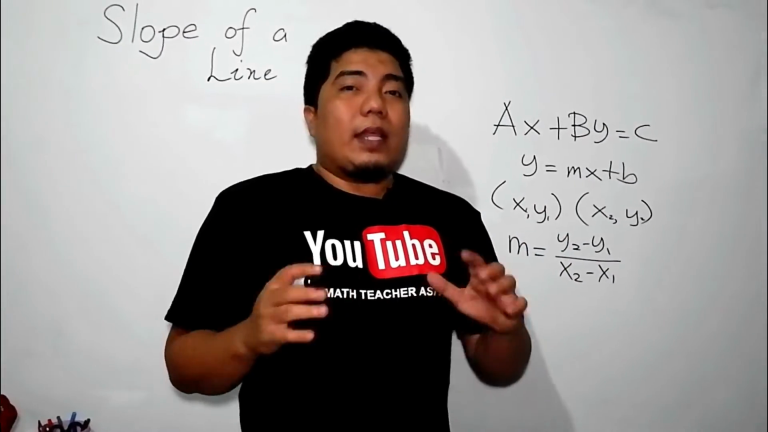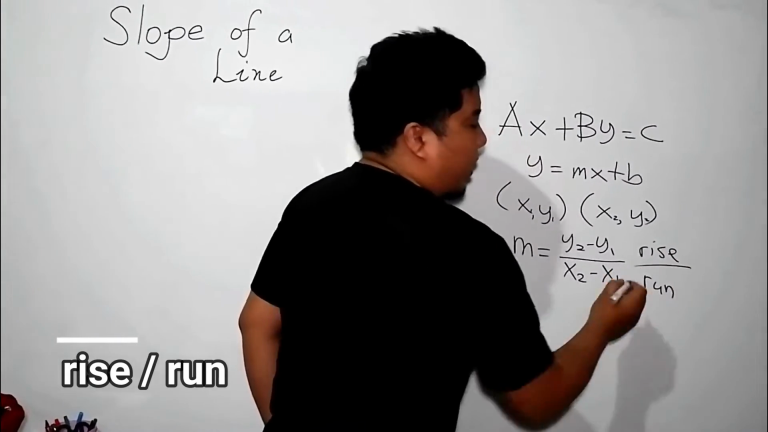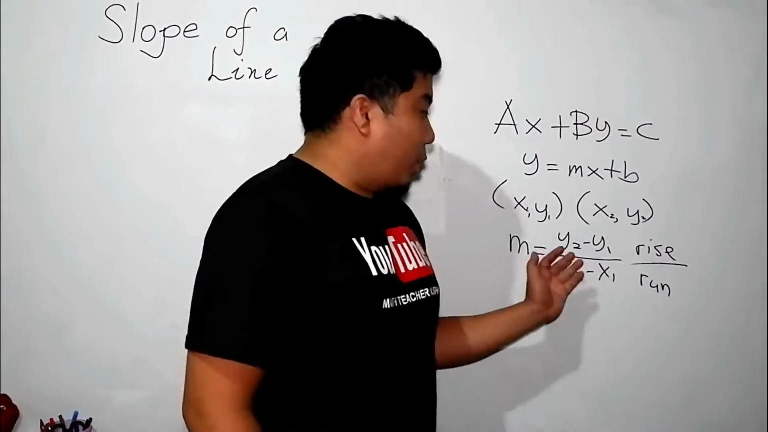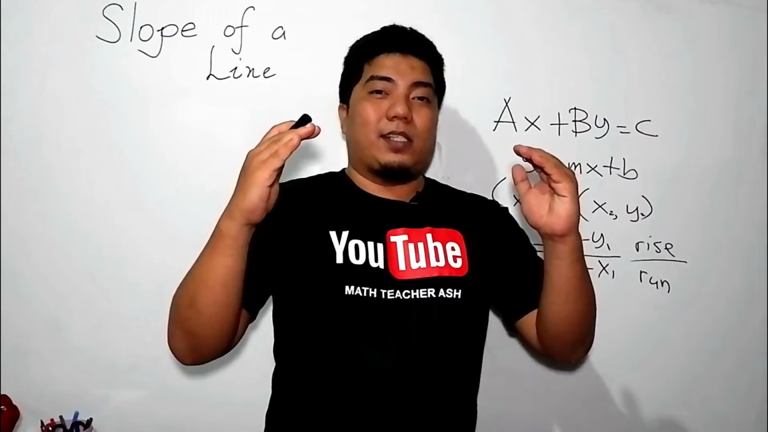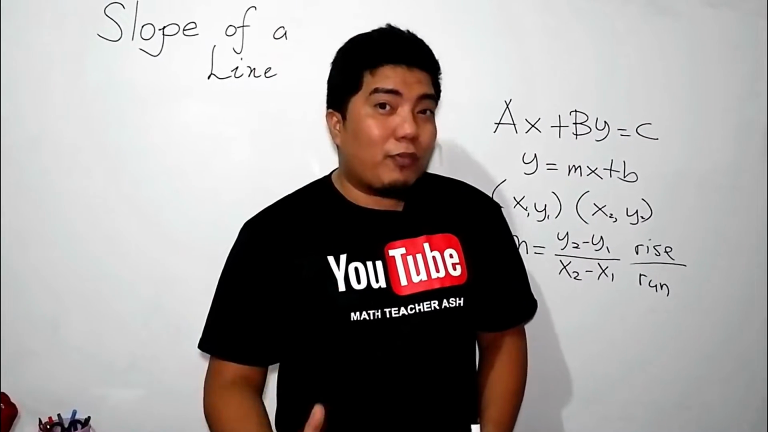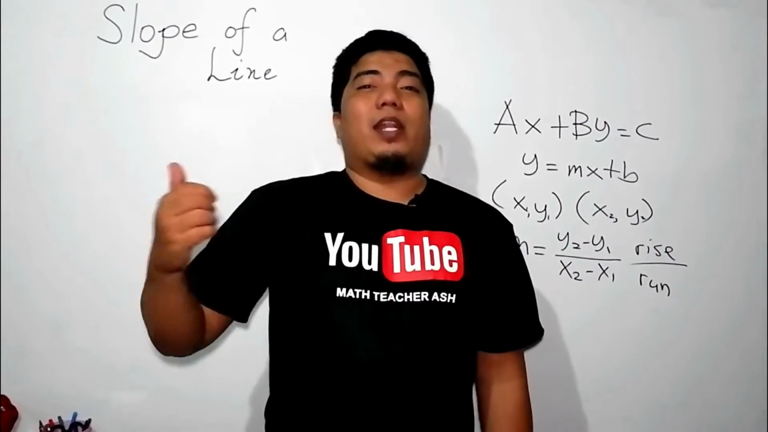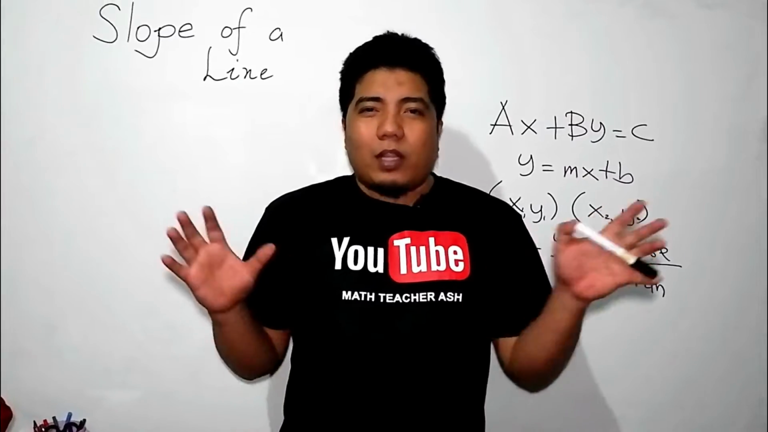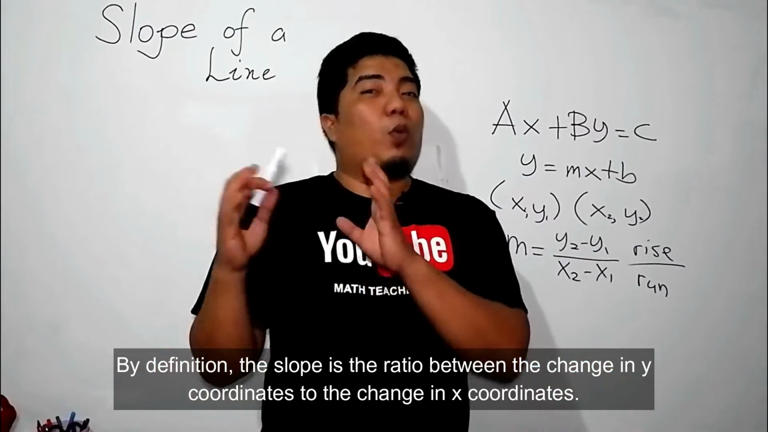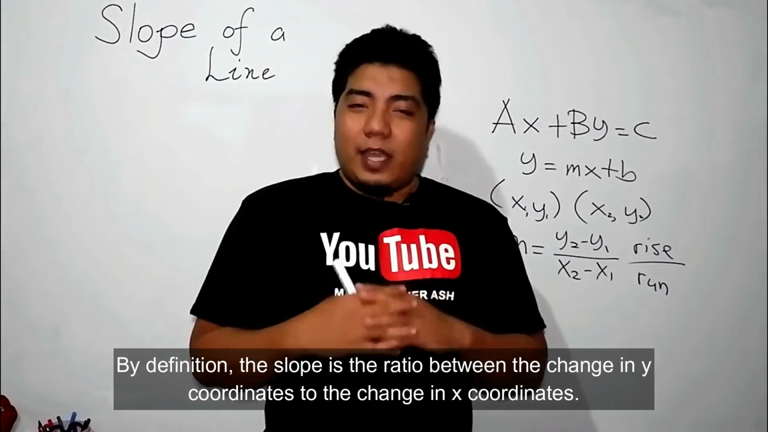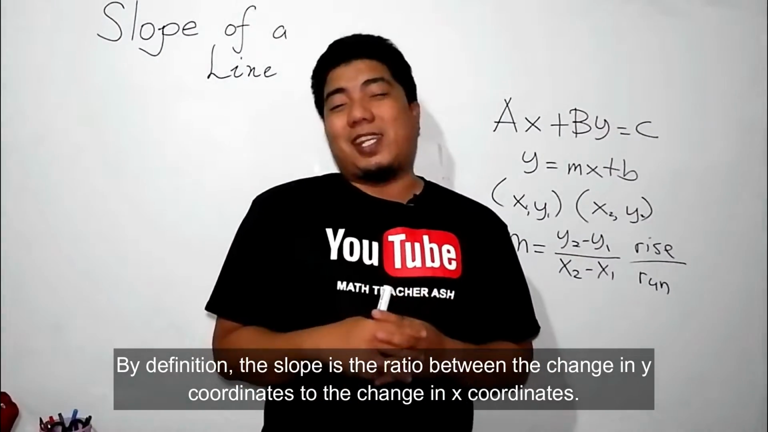Now, remember also that the slope refers to the rise and run of a certain linear equation. The numerator, which emphasizes the y coordinates, is the rise, meaning whether you rise or you fall. And your run, whether you run to the positive side or the negative side. Later on, I will teach you the meaning of this. Another definition of slope is the change of the y coordinates divided by the change of the x coordinates, or the ratio of the change in y over the change in x.